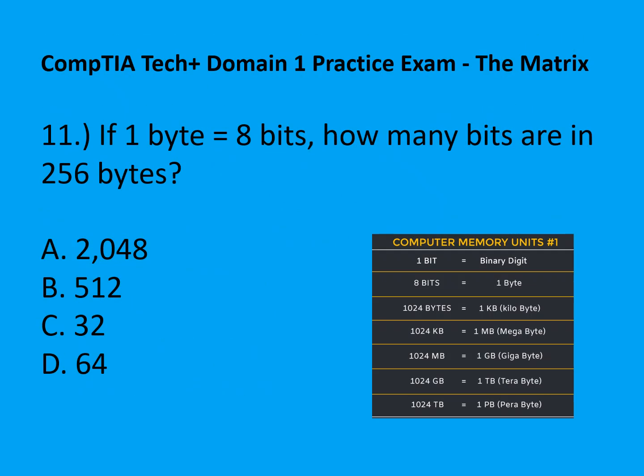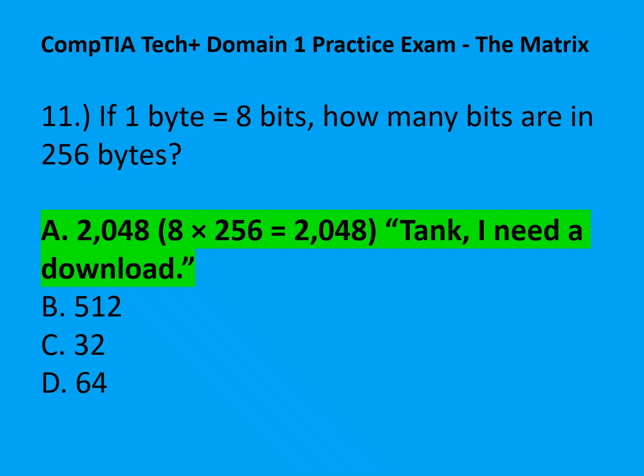Question 11. If 1 byte equals 8 bits, how many bits are in 256 bytes? A. 2048. B. 512. C. 32. D. 64. And the correct answer is A. 2048 bits. 8 times 256 equals 2048. Remember, the matrix always calculates precisely.